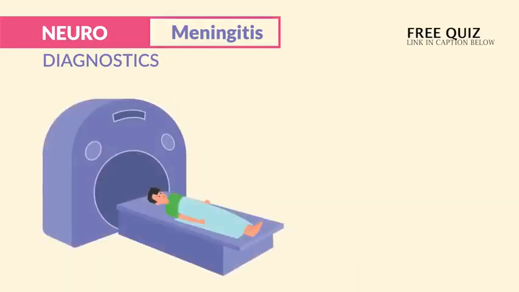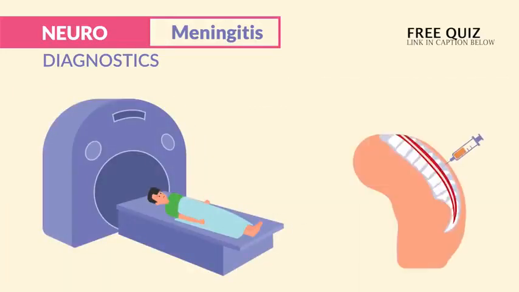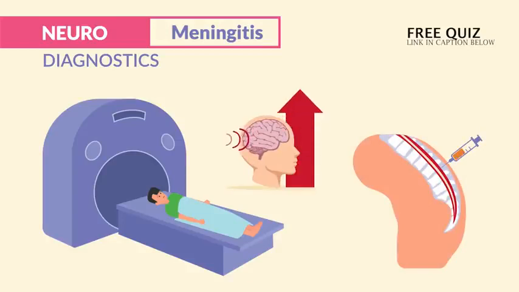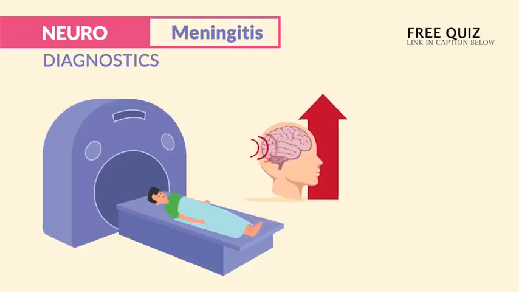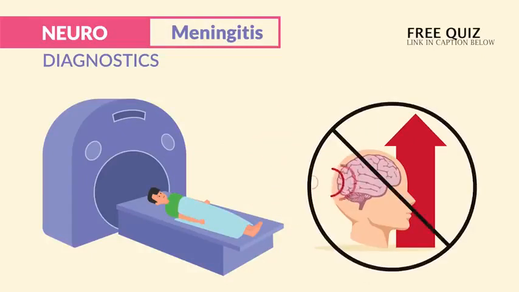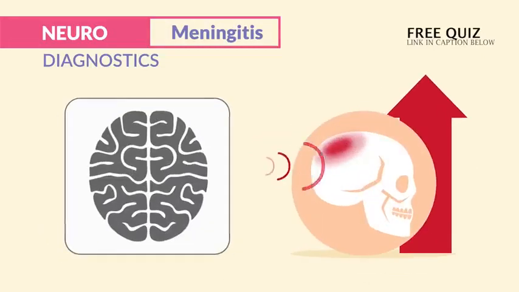Now, as far as imaging, we do a CT scan that is done before a lumbar puncture, since a lumbar puncture can worsen that ICP. So we do a CAT scan to kind of rule out that increased ICP by simply taking a picture of the brain.